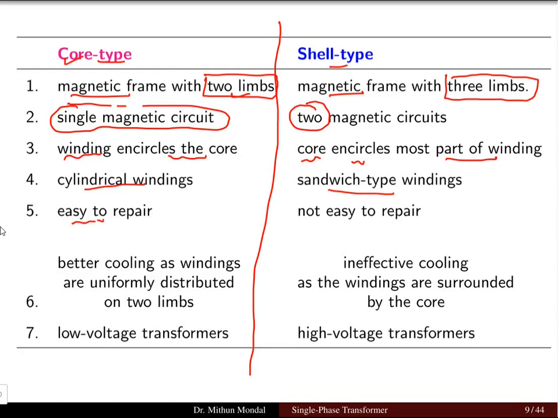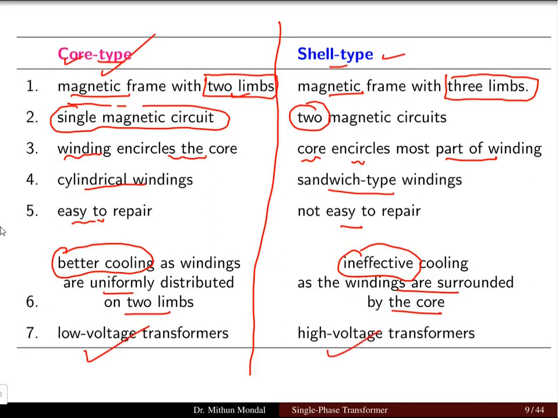If we talk about the cooling aspect, better cooling is provided in the core type transformer because the winding is uniformly distributed on the two limbs. Ineffective cooling is there in the shell type transformer as the windings are surrounded by the core. Application wise, low voltage transformers will use the core type transformer. Shell type is generally used in high voltage transformers. So this is the classification of the two different types, that is, the core type and shell type transformers.